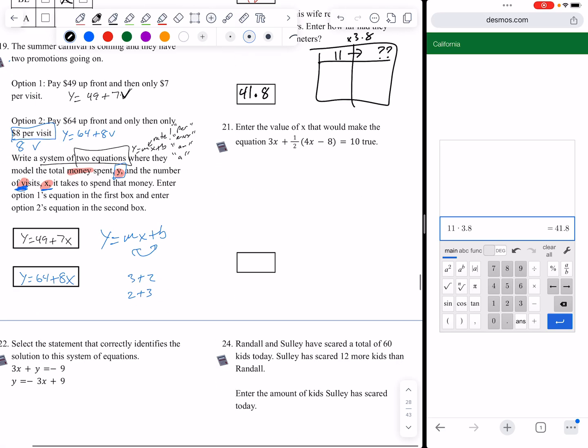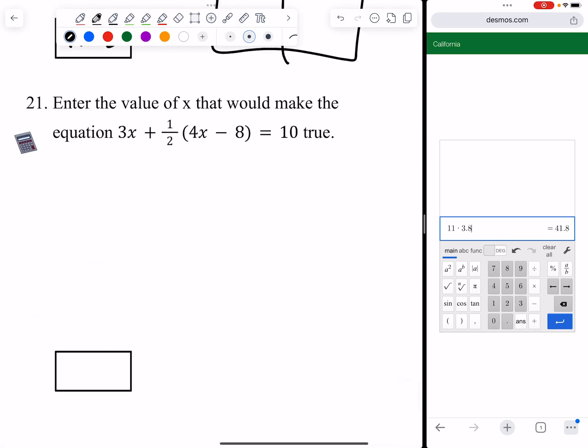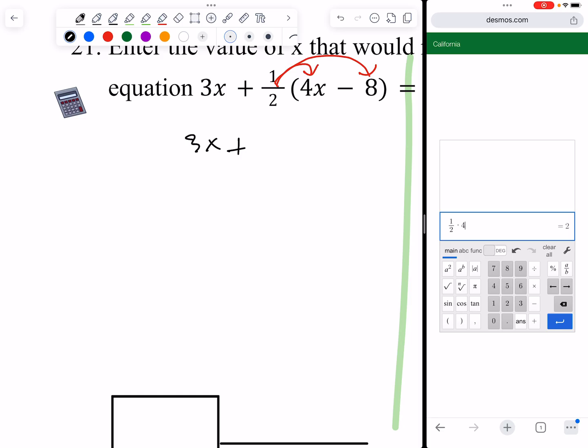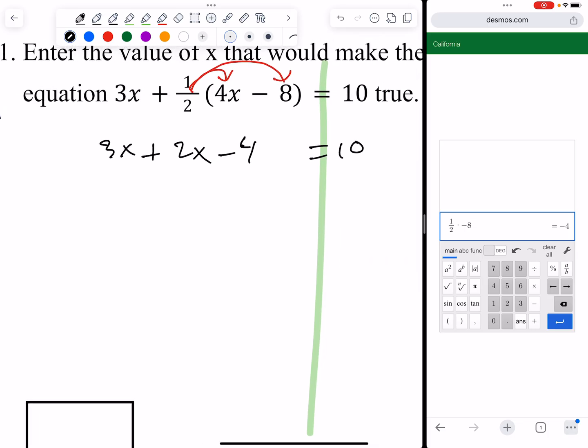Anyways, moving on. Enter the value of x. Okay, let's just solve an equation. I can do that. So luckily, there's nothing to do on the right side till like the end, it feels like. So I'm going to focus on the left side. And first thing I tell my kids, got to get rid of parentheses. Parentheses means multiply, so I'm going to multiply to everything inside. So I got 3x plus 1/2 times 4. Luckily, I got a calculator. 1/2 times 4. That gives me 2x. Press delete. 1/2 times -8 is -4. That made it easy, right? And I got equals 10.